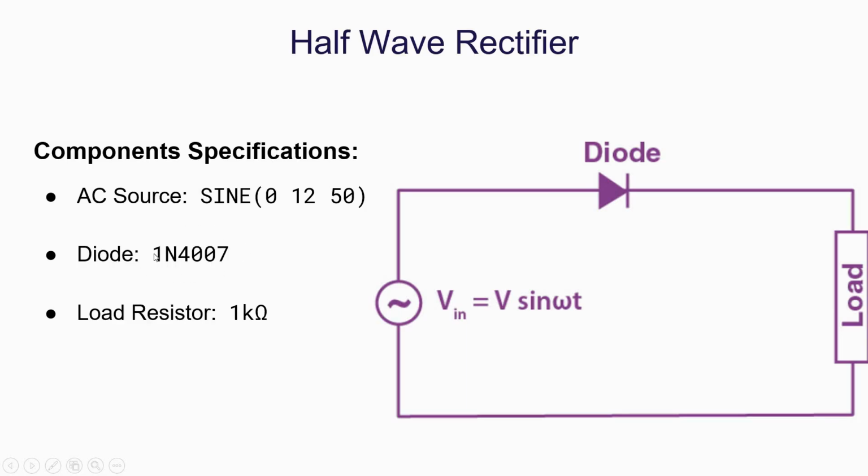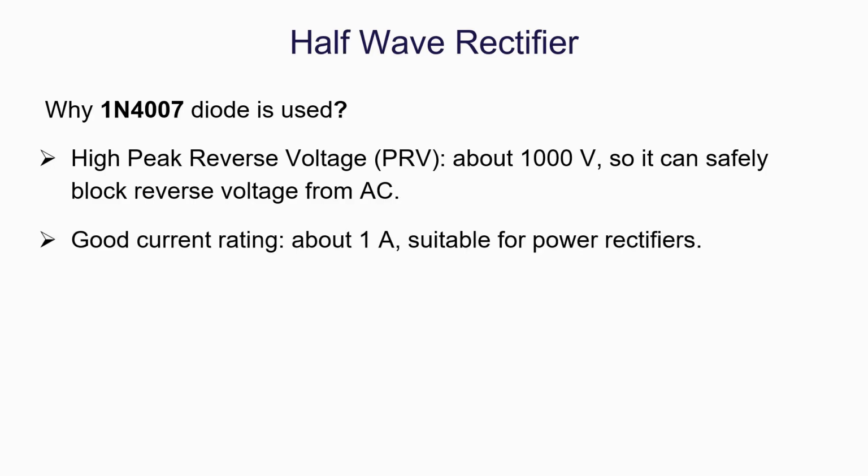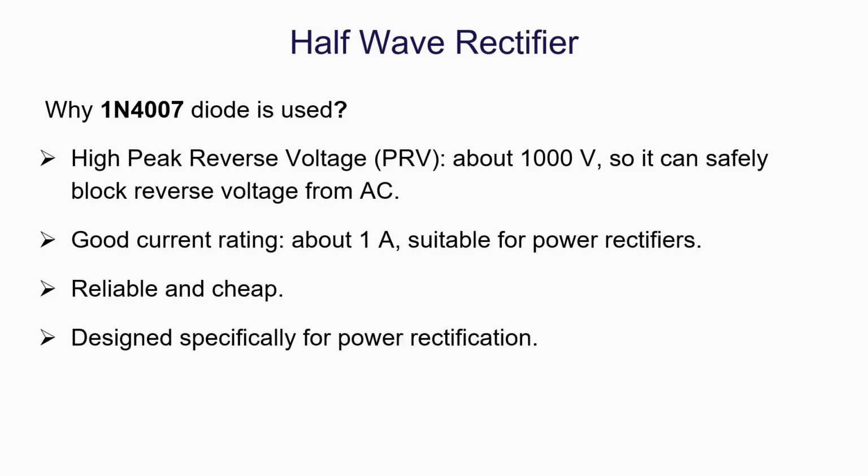Let us see why we are specifically using this number. It has a high peak reverse voltage of about 1000 volts, which can safely block reverse voltage from AC. It also has a good current rating, which is suitable for power rectifiers, and it is reliable and cheap, and also designed specifically for power rectification purposes.